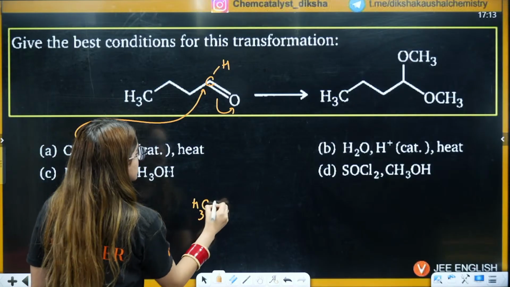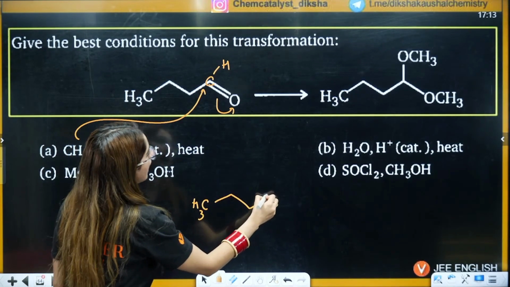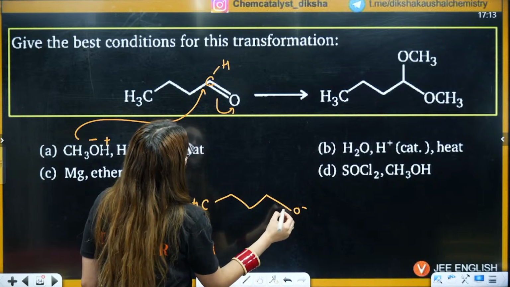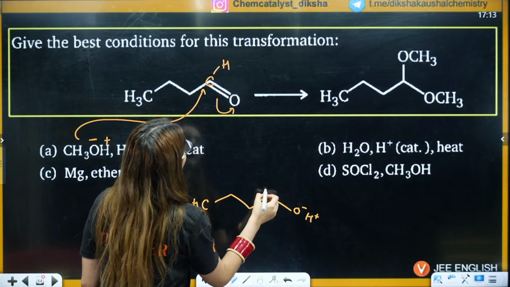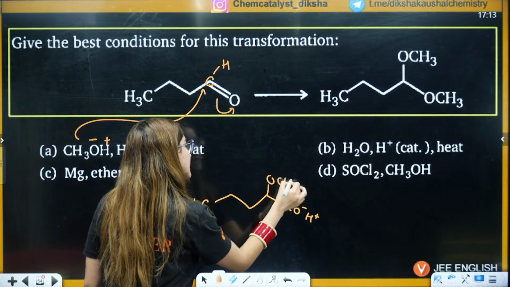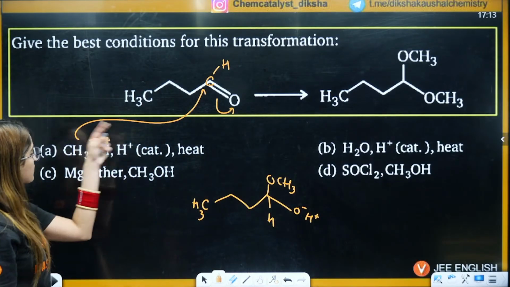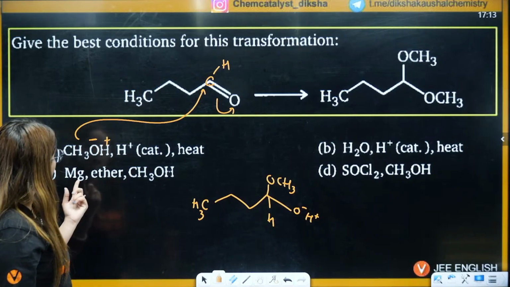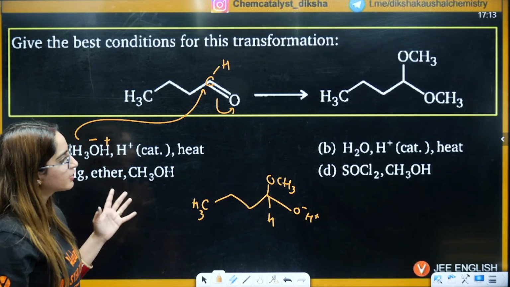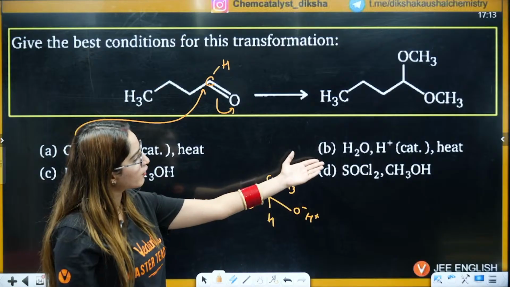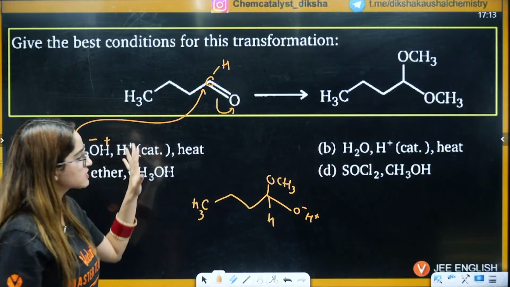CH3. This is 1, 2, 3. This is carbon. This is O negative, right? This is H positive, and here you have the attachment of OCH3, and this is hydrogen, right? Because this will attack here. In this Mg ether you have, and here you have SOCl2, and here you have water. I believe this is the correct answer.